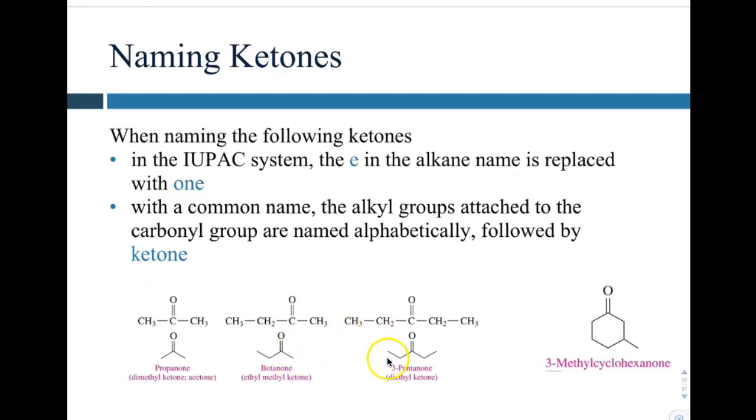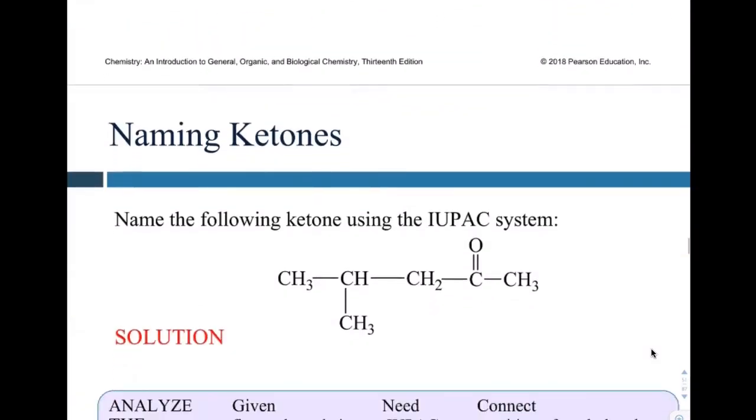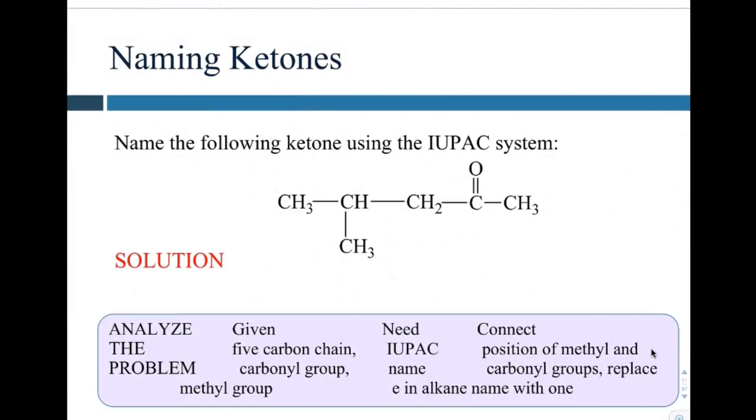But once you get up to pentanone, you've got to tell me where it is, because I could have it on carbon 2, or I could have it on carbon 3. And then you can also have cyclos. So this is a hexanone, meaning a cyclohexanone. So it's 6 carbons in a circle. You have your ketone at carbon 1, and then we count down 1, 2, 3 for a little methyl group hanging off here. So let's go ahead and name this ketone. You may want to pause and work through this.